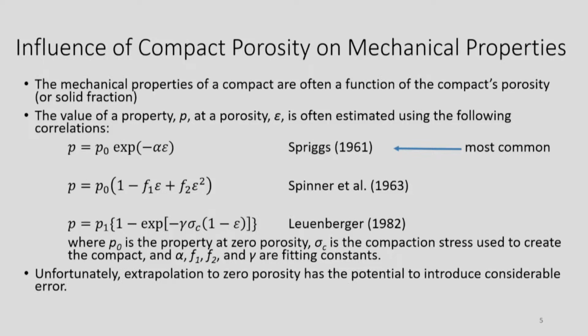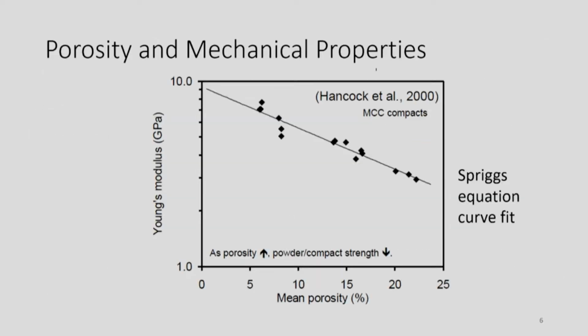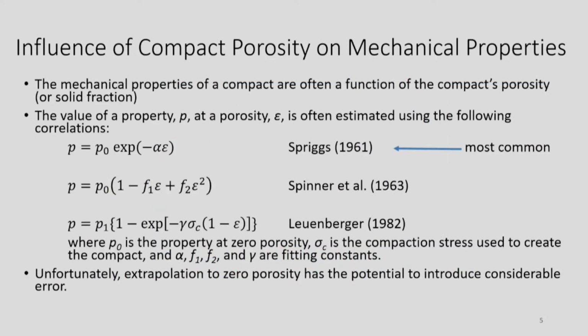So you might be wondering why we are talking about Spriggs equation in bulk density, right? It's the same. You have the values, right? But if you draw the line to zero porosity, this value might not be the actual value. It's very difficult to measure at zero porosity. But this equation says we can go up to zero porosity. You see, P0 is a property at zero porosity. Is that clear?